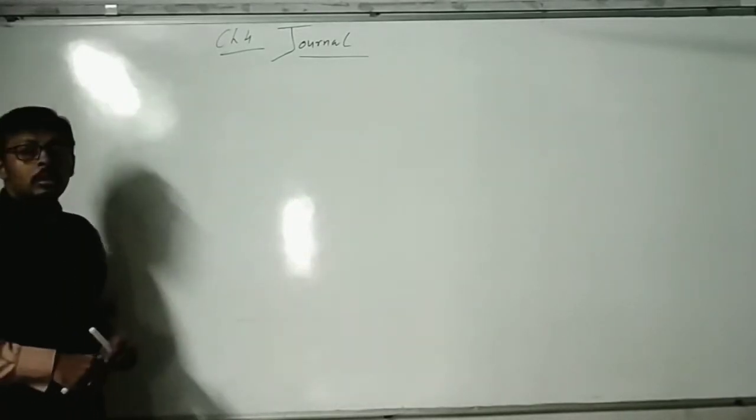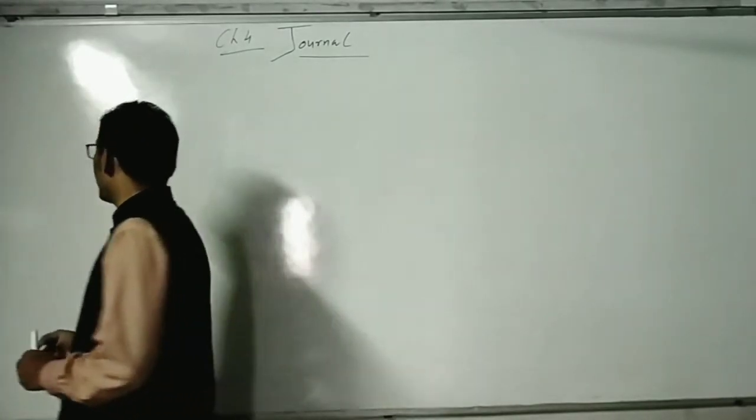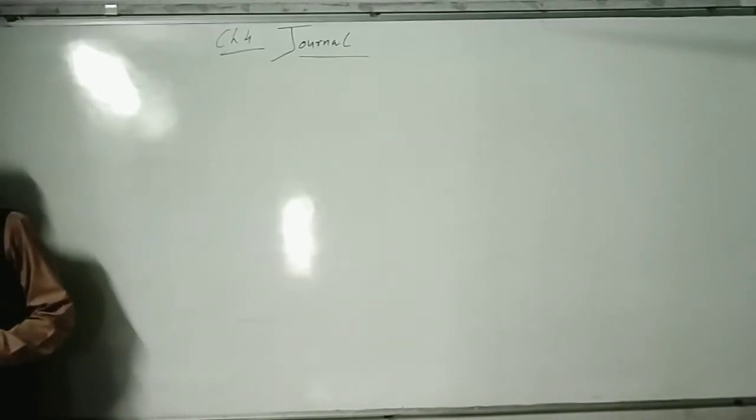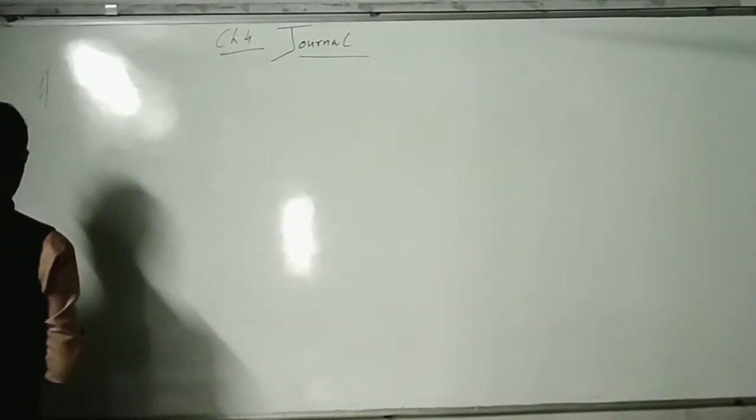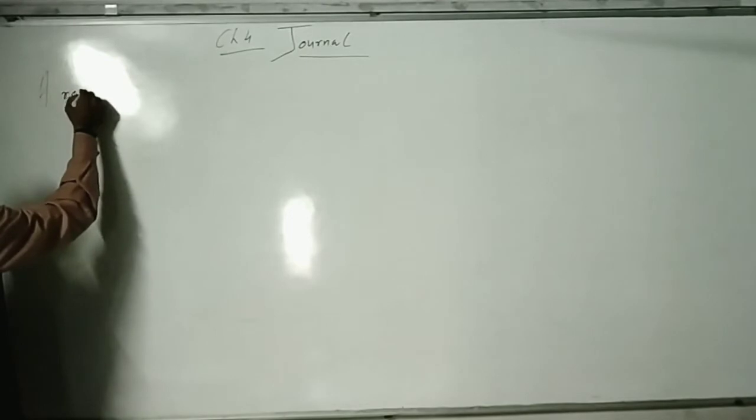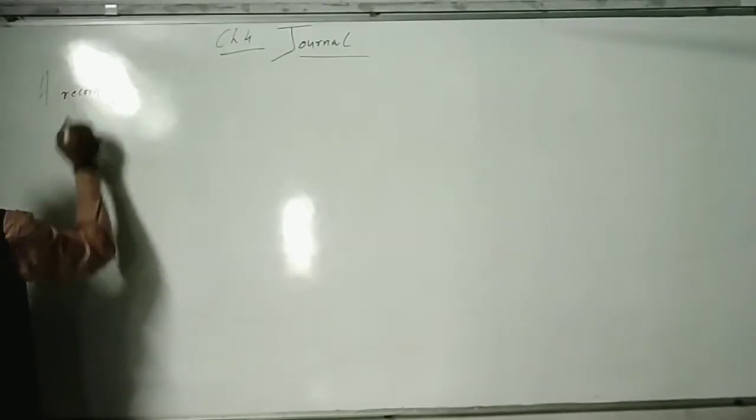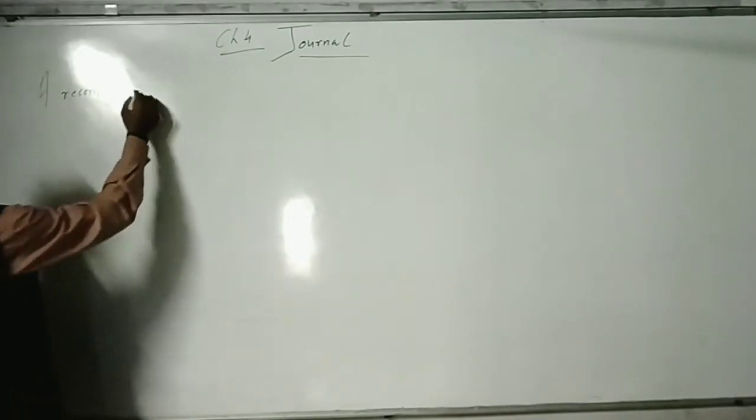Okay. Journal, what do you mean by journal? Meaning of journal, it is a book of recording. It is the first book, the fundamental book. It is the first book of accounting based on the rules of debit and credit. A recording process of accounting transactions.